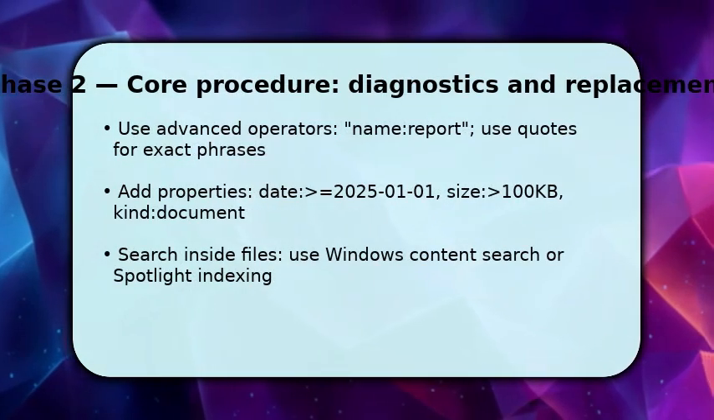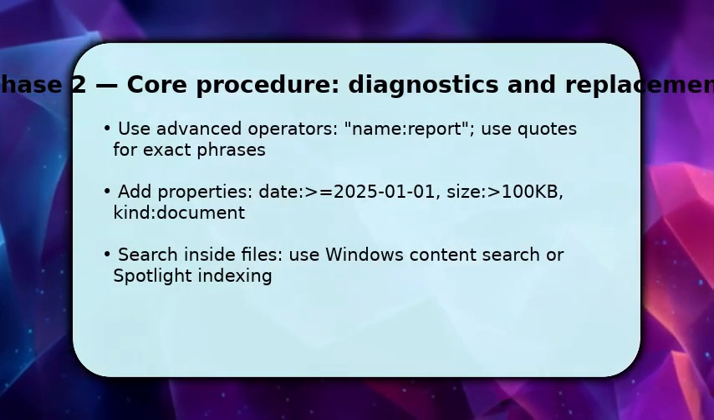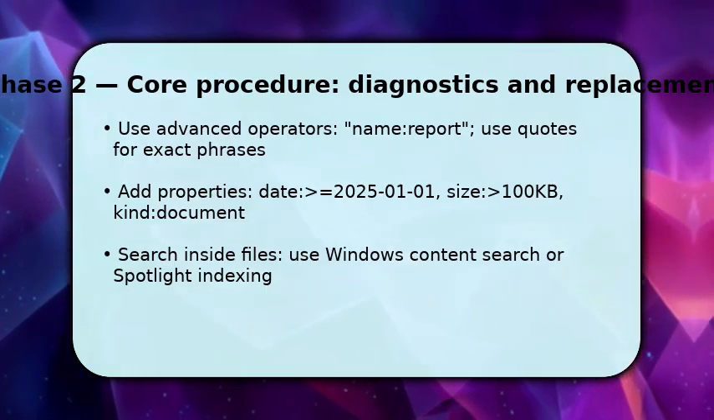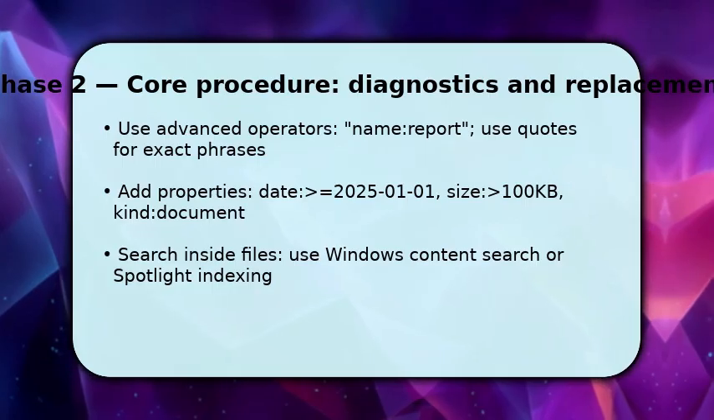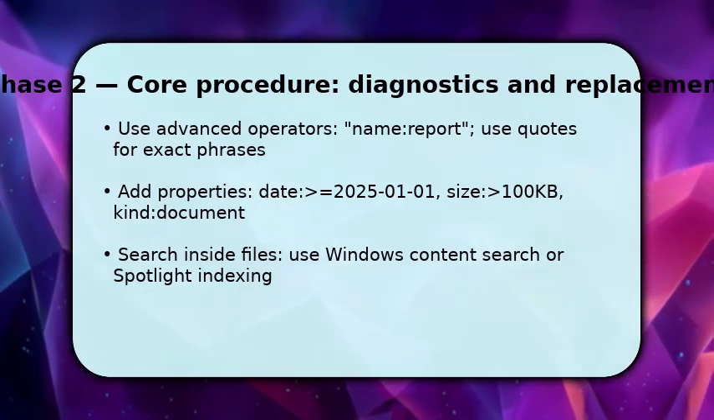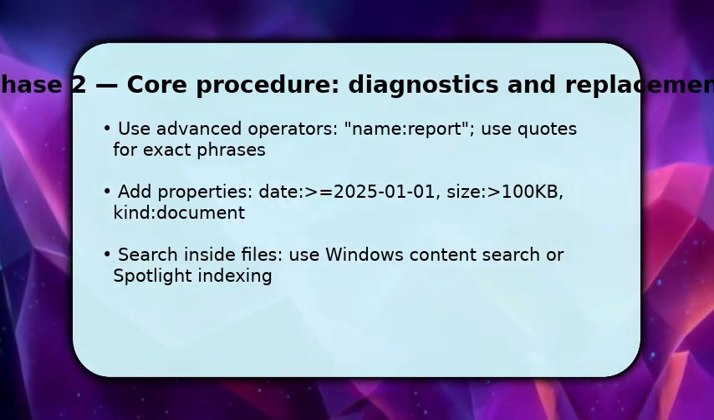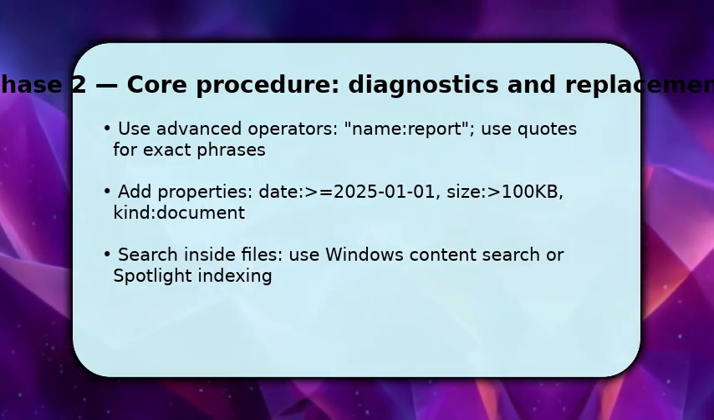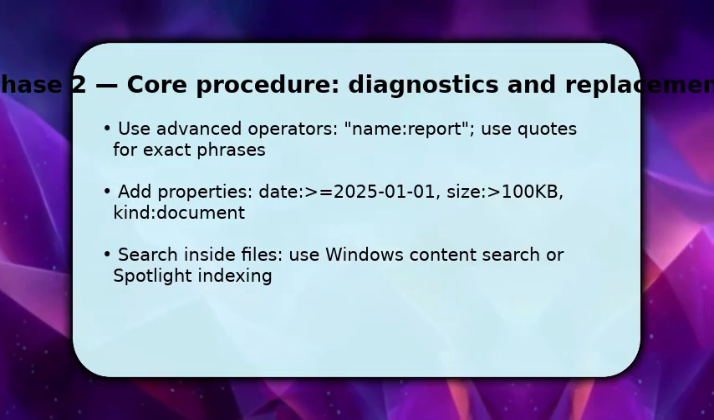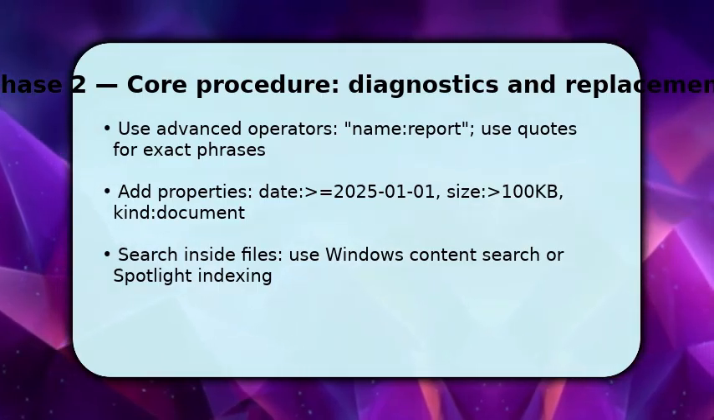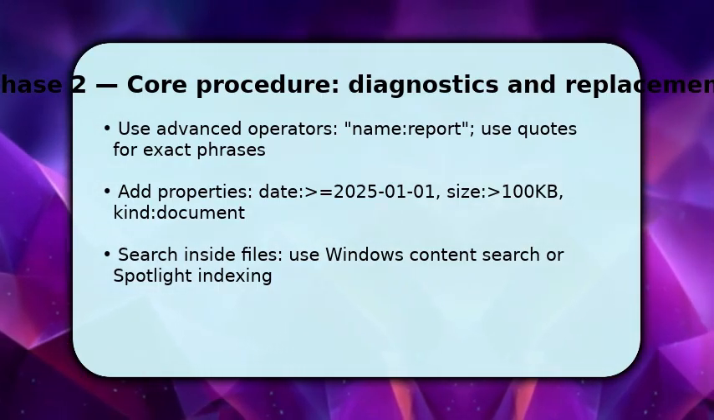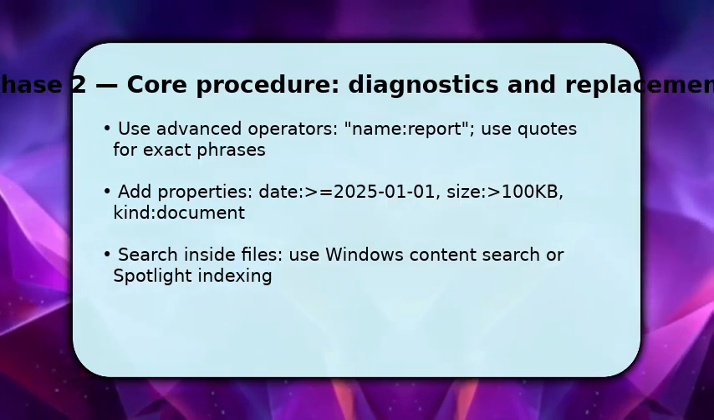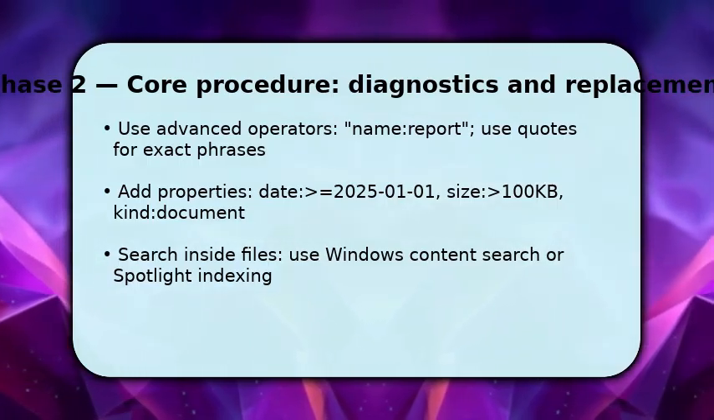Next, you refine results using operators and metadata so the right file surfaces fast. Type name: followed by a keyword, or put a phrase in quotes for exact matches. You can also use date: and size:>= to limit to recent, larger drafts. If content matters, enable content search. Windows indexes file contents. Spotlight does the same on macOS, so you can search for text inside documents. As you filter, check the preview pane to confirm the right version before opening it.